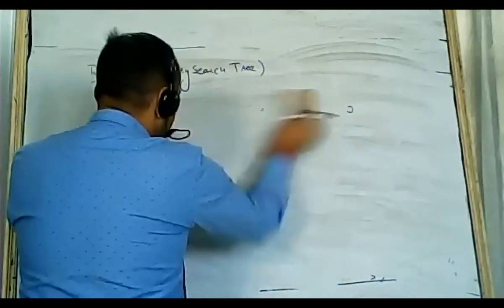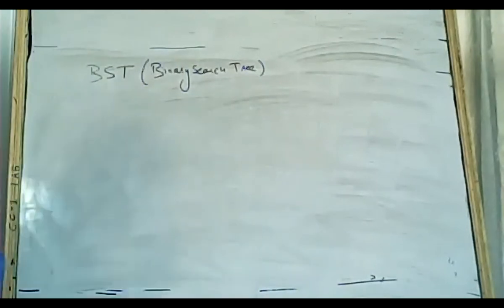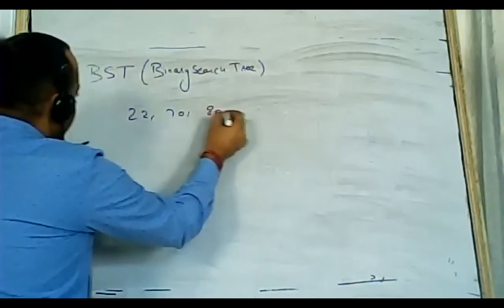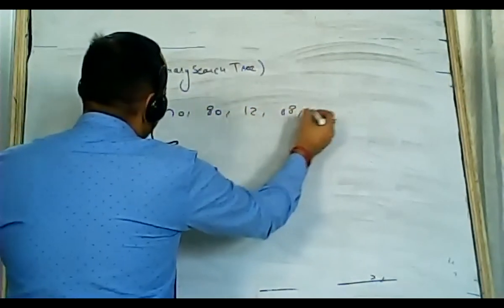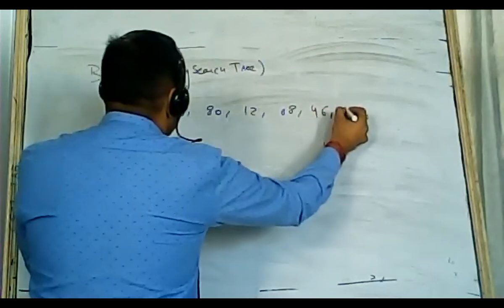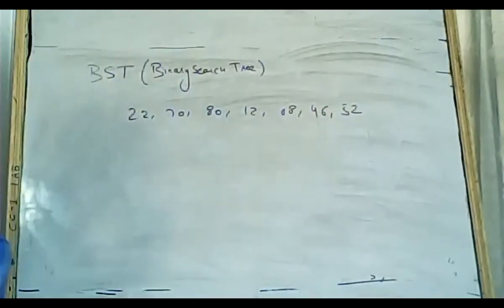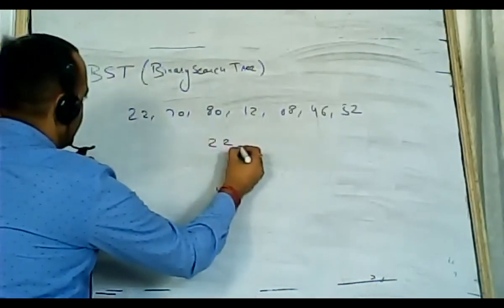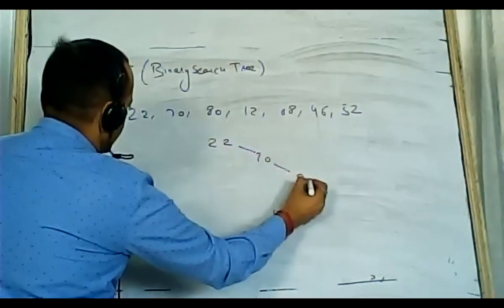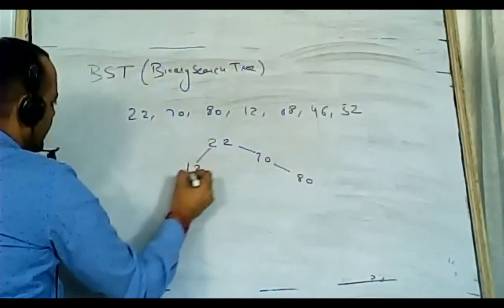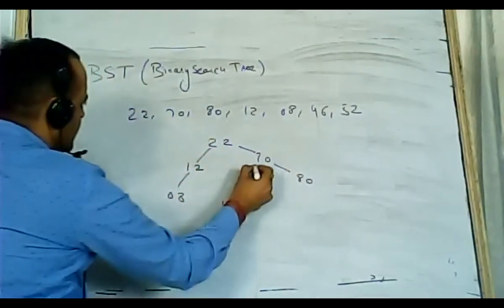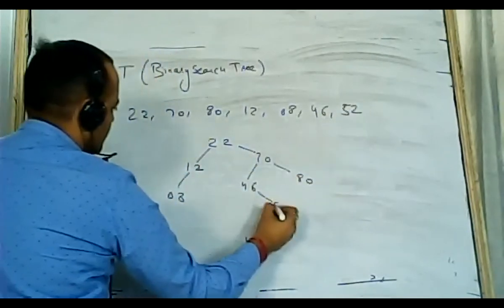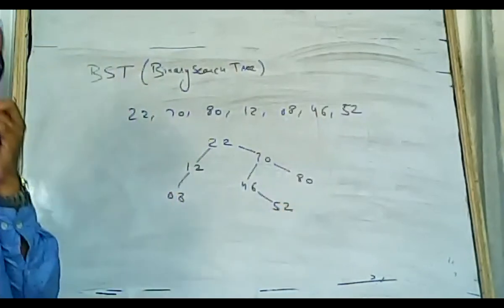Okay, I'm giving a list. Please make a binary search tree for me. 22, 70, 80, 12, 8, 46, 52. Make a binary search tree. सर, after 12 कौन सा नंबर है? 8. This is 52. 52 is left out.